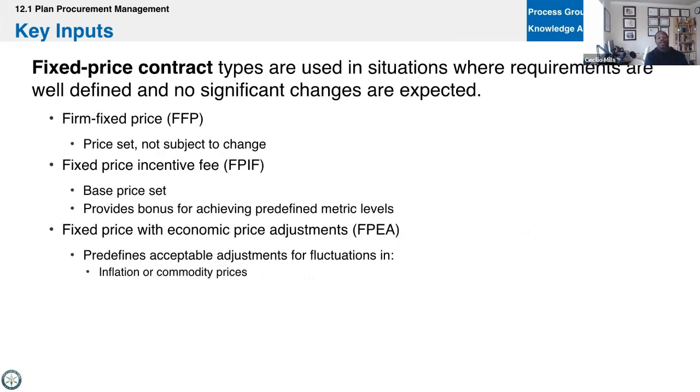And then here are the fixed price contracts: firm fixed price, fixed price incentive fee, and fixed price with economic price adjustment. So firm fixed price is, I'm going to pay you $300 to paint this room. That includes materials, supplies, labor. I pay you a fee, you come in and do it. So that's pretty straightforward. Fixed price incentive fee is where now the fixed price is the labor, and the incentive fee is to keep costs down.